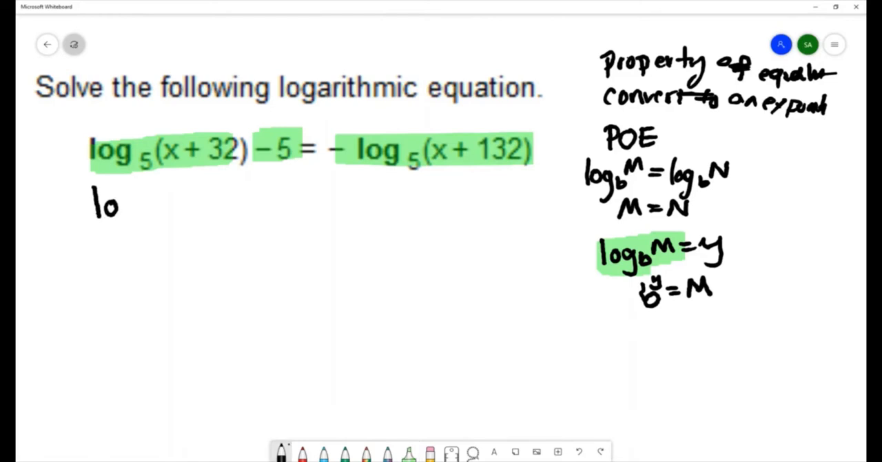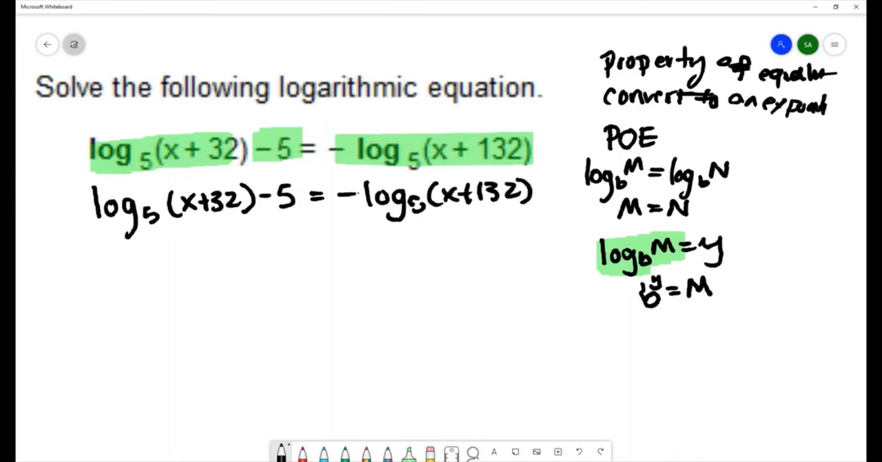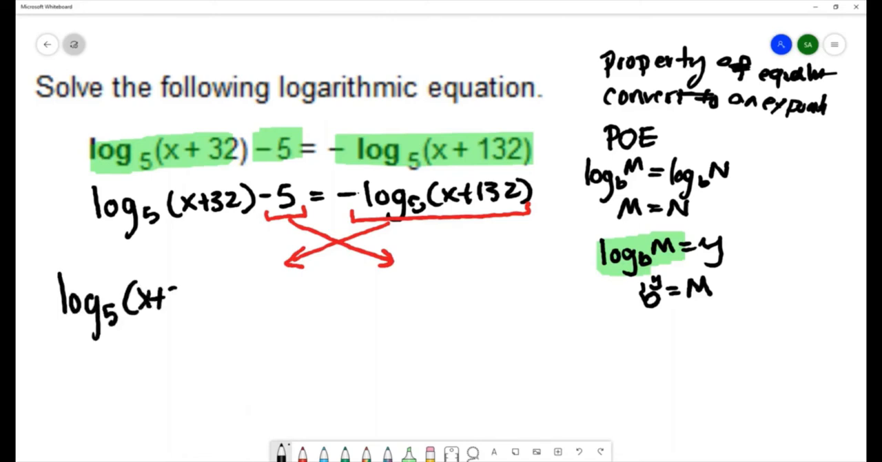So my equation is log base 5 of (x plus 32) minus 5 equals negative log base 5 of (x plus 132). So I can move this term to the left. That would bring all the logs together on one side. And I can move this term to the right, getting all the terms that don't have log on the other side. So this would give me log base 5 of (x plus 32) plus log base 5 of (x plus 132) equals 5.